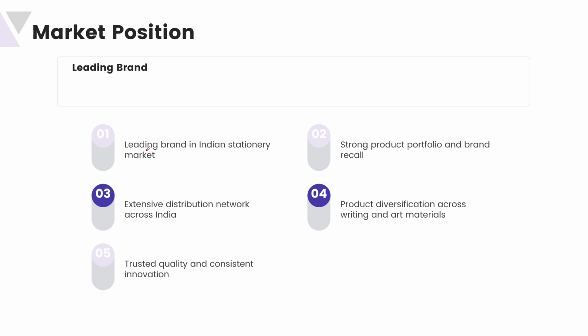The strength is a leading brand in the stationery market, extensive distribution network, very strong distribution network, trusted quality, strong product portfolio, and product diversity. So in this particular sector, they have a huge diversified portfolio. So that is also a hindrance, or that's also an entry barrier for its competitor.